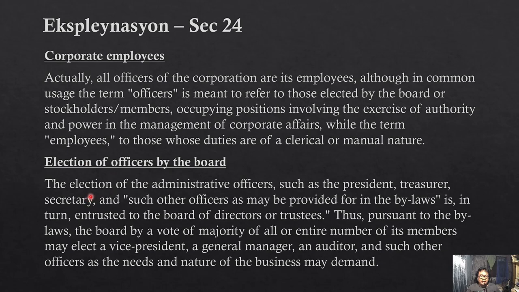Election of officers by the board: the election of the administrative officers, such as the president, treasurer, secretary, and such other officers as may be provided sa bylaws, is in turn entrusted to the board of directors or trustees. So, di ba, pasapasaan yan. Ang stockholders, ang members, silang mag-elect ng board of directors, board of trustees. Ang board of directors, ang board of trustees, sila naman yung mag-elect sinong magiging officers ng company. Pasapasaan, delegate, delegate. Thus, pursuant to the bylaws, the board, by a vote of majority of all, or entire number of its members, may elect a vice president, general manager, and auditor, and such other officers as the needs and nature of business may demand.